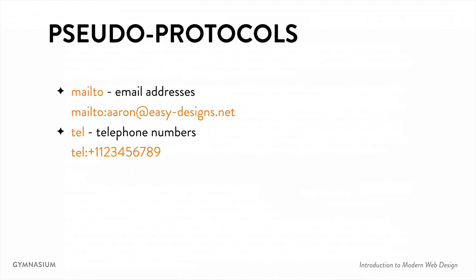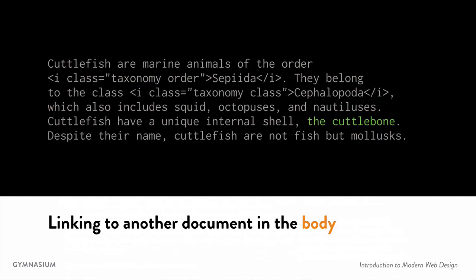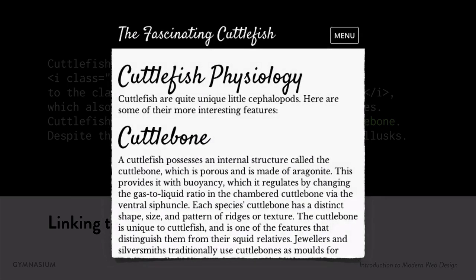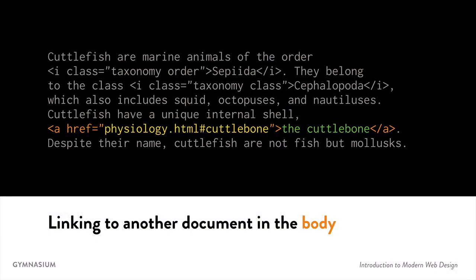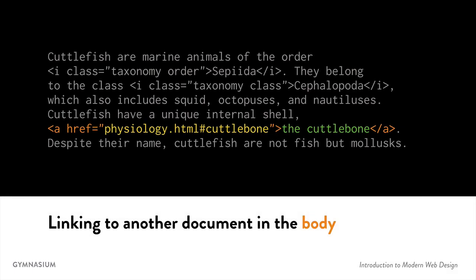Now that we understand all of the different URL types, we'll use most of these in the context of the A element, which we've seen a little bit in a couple of examples already. So the A element is used for links within the document body. So here we have a simple example, the Cuttlebone, and I want to link that to a section about the Cuttlebone on another page. Since that section in the other page exists on the physiology.html page, I'm going to go ahead and insert an anchor with an href pointing to physiology.html and anchoring to the Cuttlebone ID.